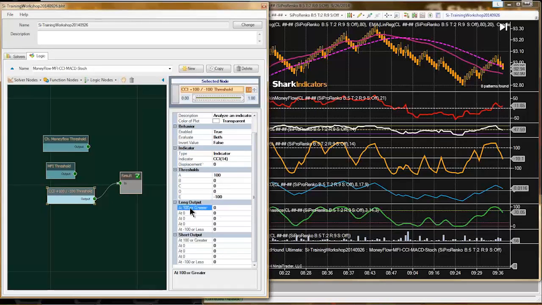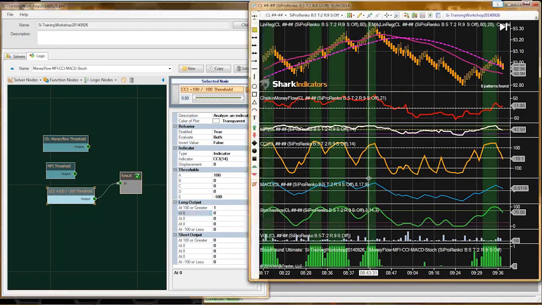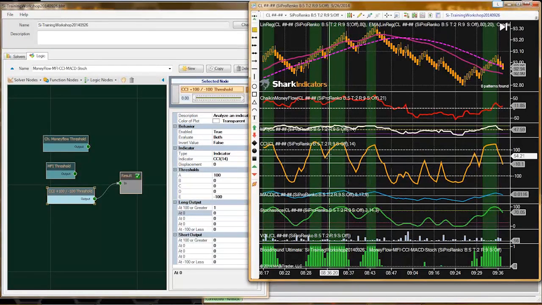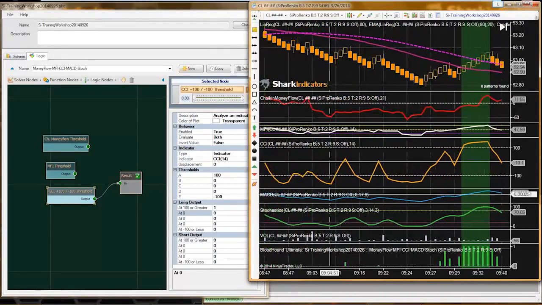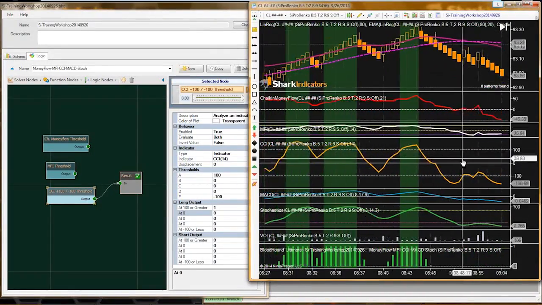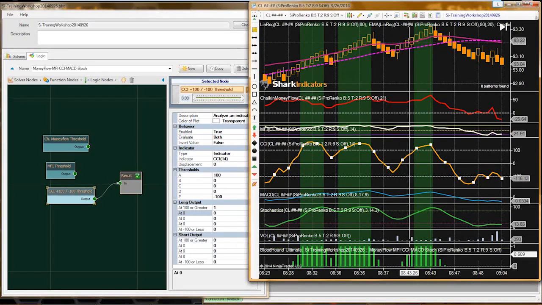So, as the description says, when we're at 100 or greater, we're going to want an output from the long. And as we look at this, interesting. You see how the output has this analog kind of look to it. Let's stretch this out here. Look, as the CCI approaches 100, the output also approaches 100. So we're kind of using the fuzzy logic part.